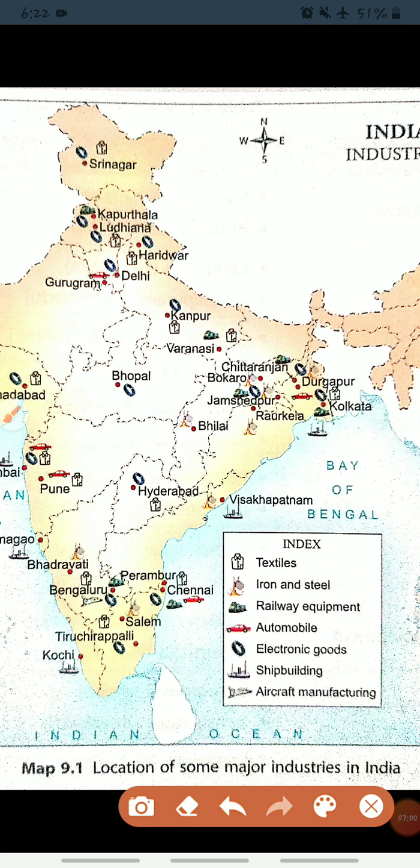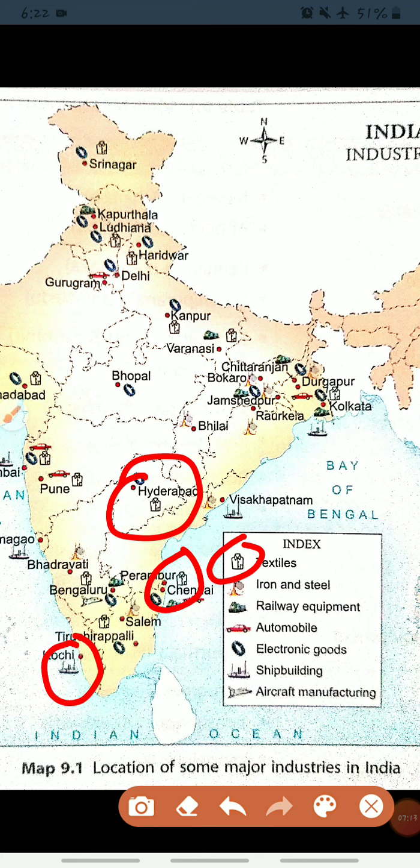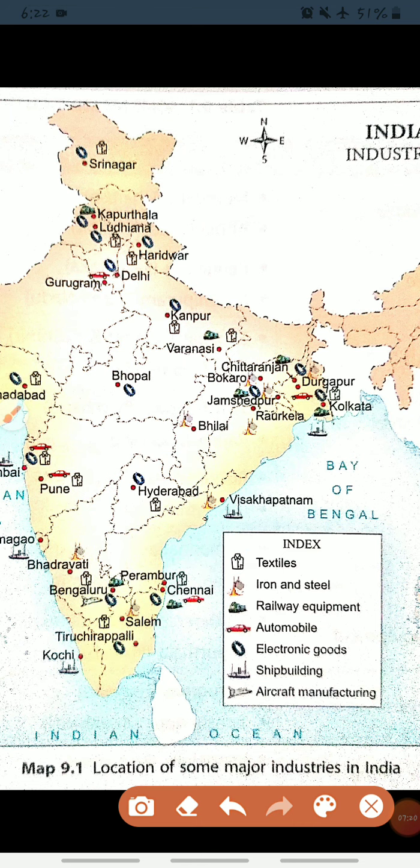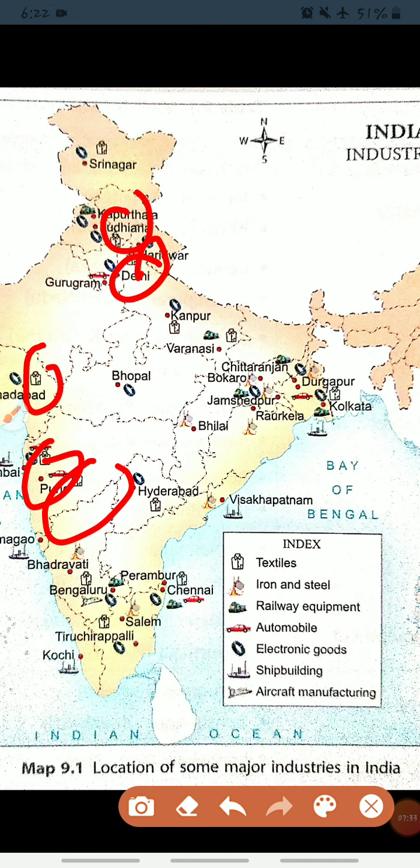So we can take the example of textile. Textile industries are in Hyderabad, Chennai, Tiruchirappalli, Bangalore, and no, not in Kochi, sorry. In Kochi, here is the shipbuilding. Okay, it is in Pune and Mumbai also, Ahmedabad and Ludhiana, Haridwar, Delhi. So these are some places where the textile mills are located.